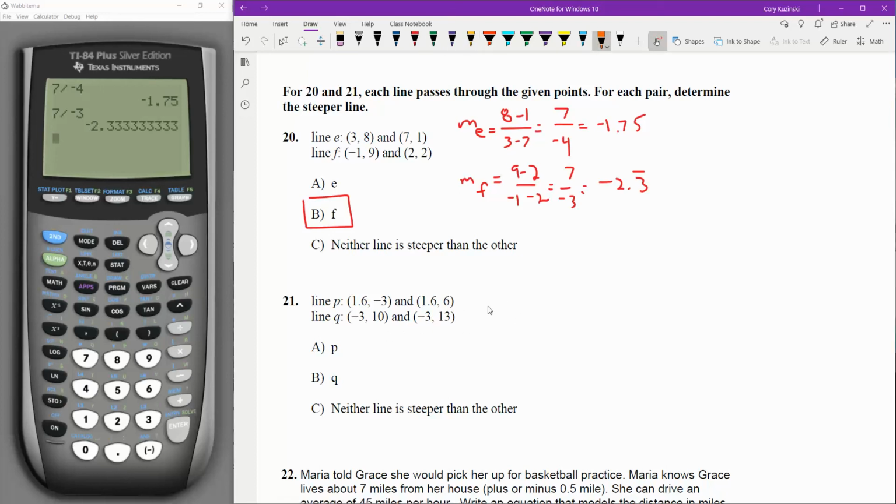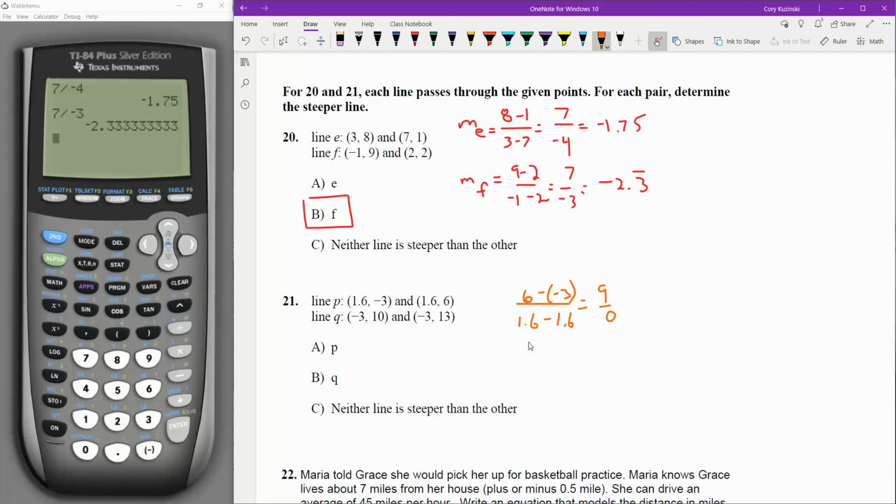All right, what about P and Q down here? Well, one thing I noticed right off the bat, but I'll hold on that. Let's do 6 minus negative 3. That's our change in y for P. And 1.6 minus 1.6, you're going to get 0 on the bottom here. That means it's an undefined slope. It's an undefined slope.